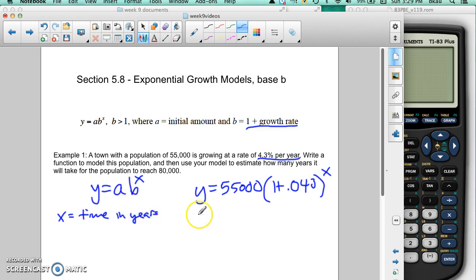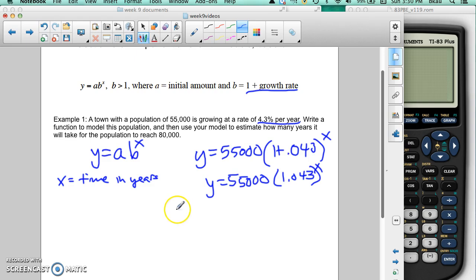Okay, so your model is going to be Y equals 55,000 times 1.043 to the X power. That's your model to estimate how many years. Now, what we would then do is put our 80,000 in there for Y. 80,000 equals 55,000 times 1.043 to the X, and we want to solve for X.